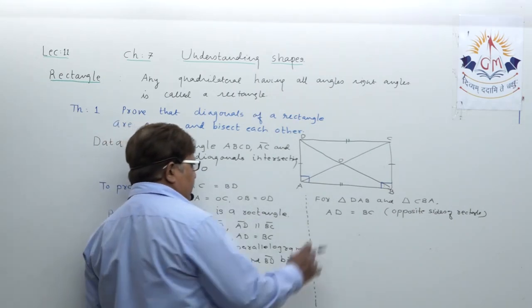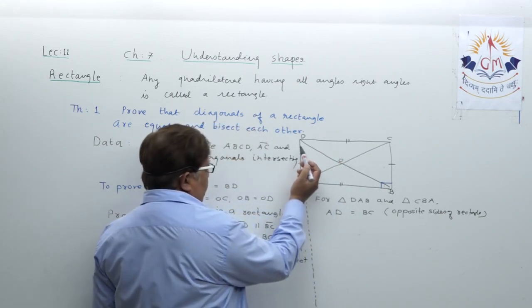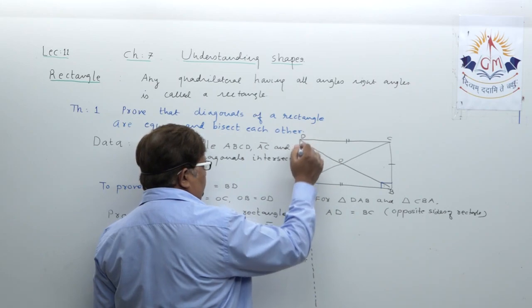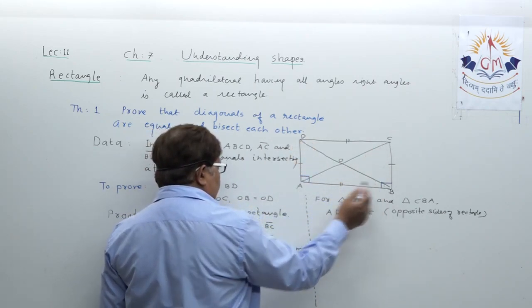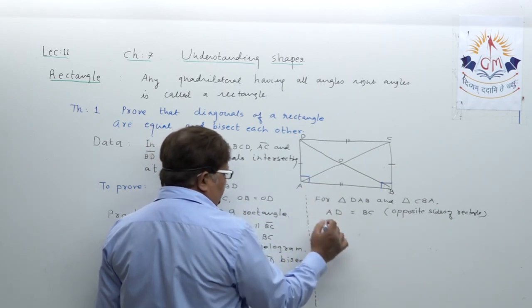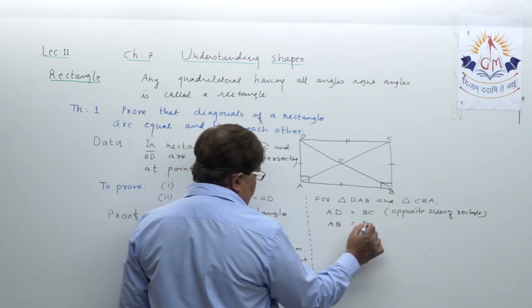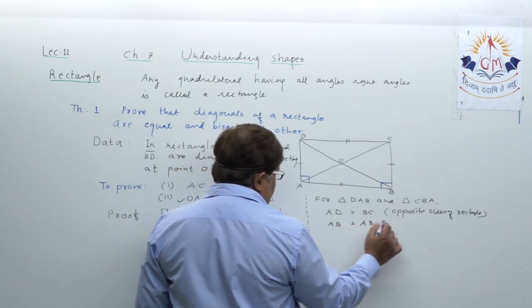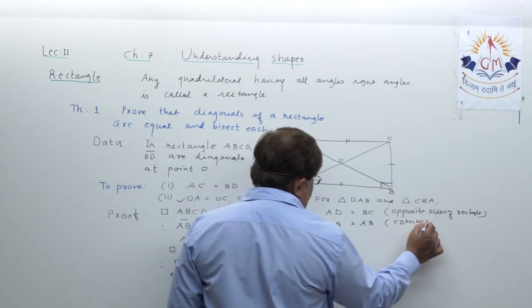Second is to speak the name of both the triangles. See, triangle DAB, CBA. In both, AB is common. So can I write AB equal to AB? What is the reason I can produce? Common.